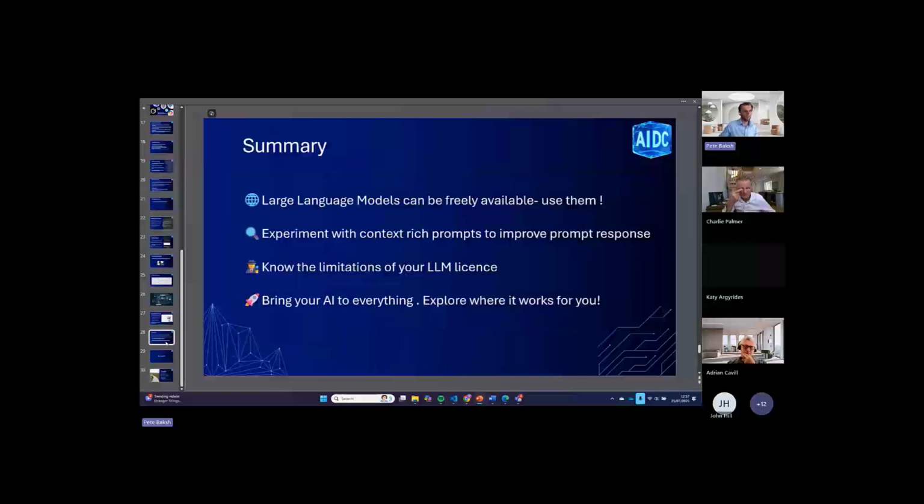Okay. Very quick summary. LLMs, large language models, freely available. Give them a go. Use them for appropriate problems. Experiment with that context and your prompts to improve the response. Know your limitations, and we have touched upon that. And really just try to bring your AI to everything, at least to start with. Explore where it works in your workflow, in your business, and where it doesn't, and try to help it improve your efficiency there.